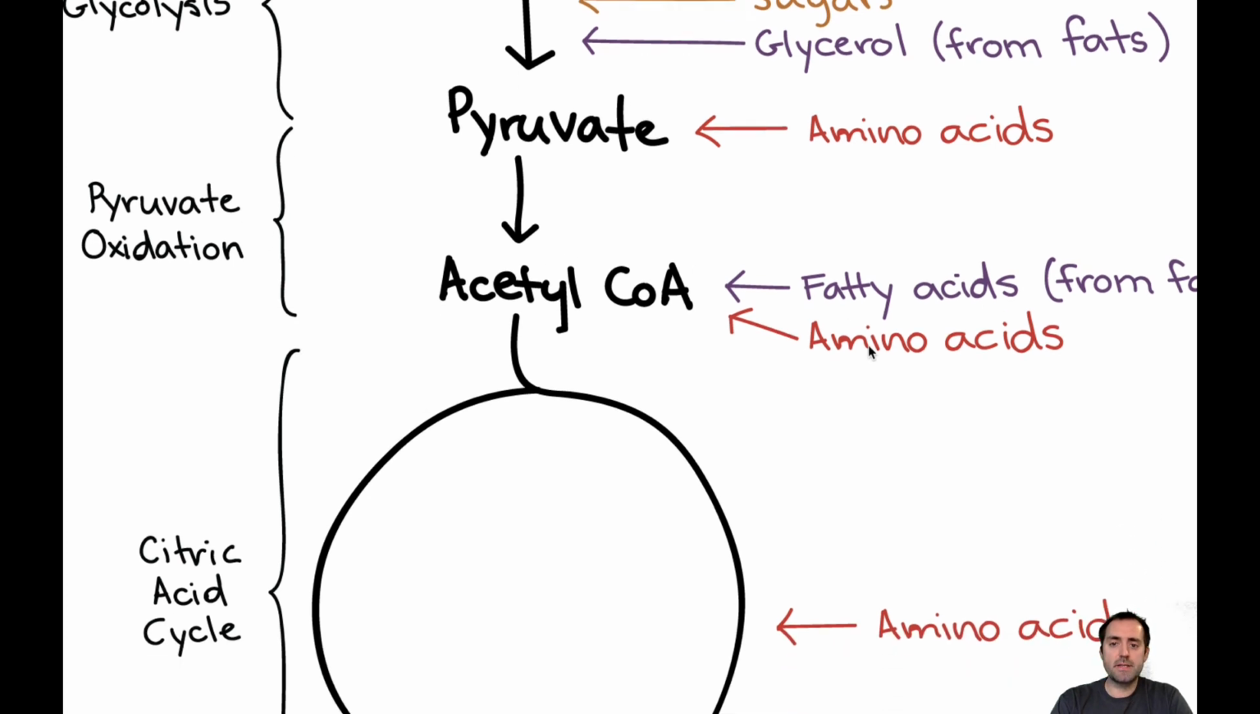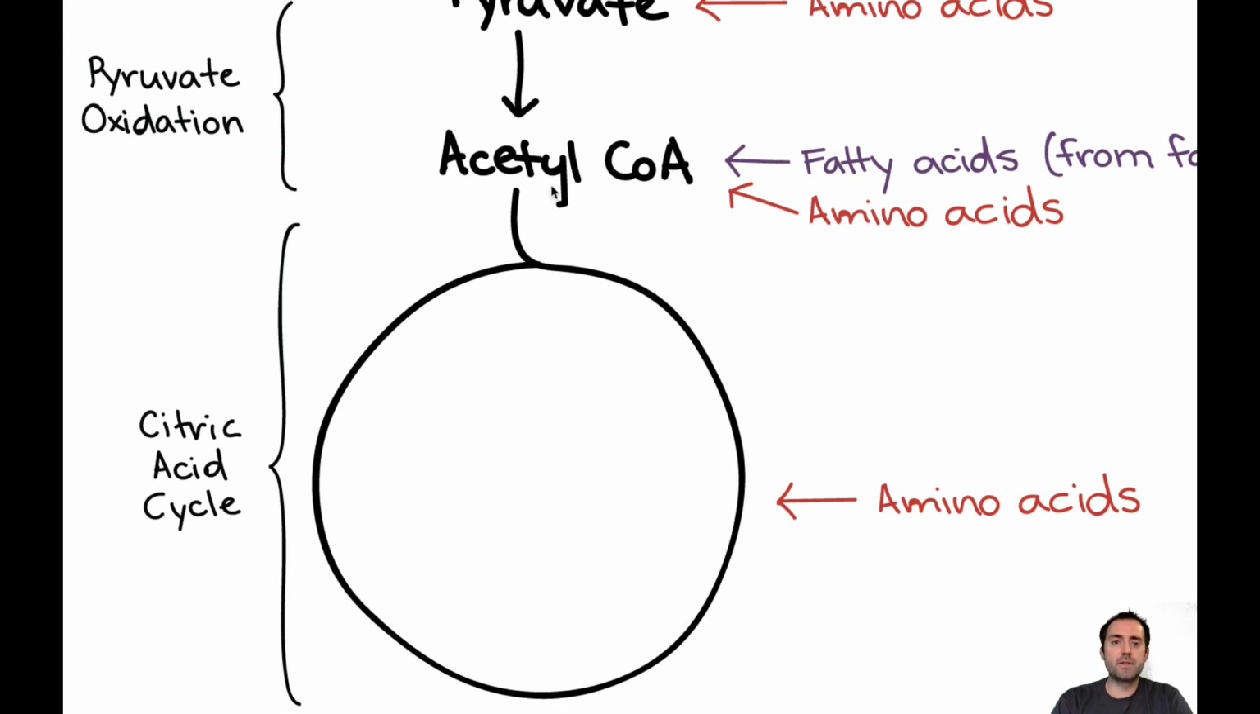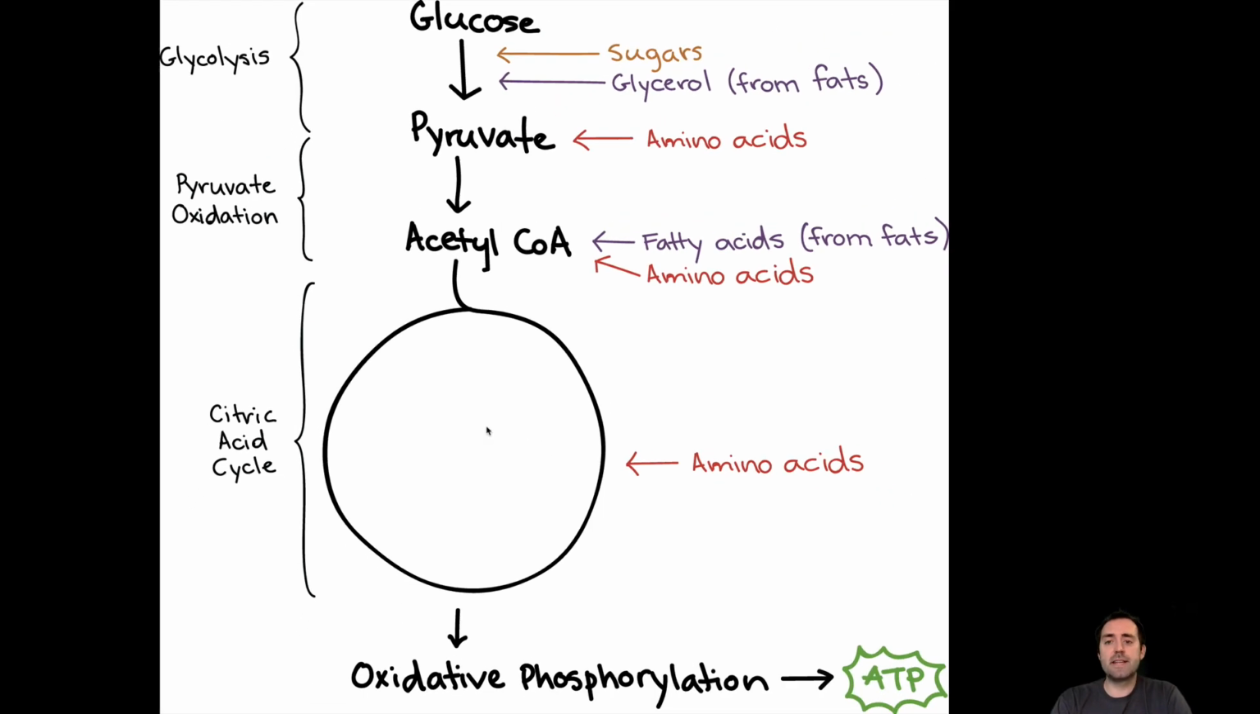Some amino acids and some fatty acids from fats can also enter at the acetyl-CoA part at the beginning of the Krebs cycle. And then even some of the other amino acids found in proteins enter at the citric acid cycle, or the Krebs cycle, as we referred to earlier. So basically, it's not just glucose that we use as an energy source. All the food you eat somehow enters this pathway at some stage and is used in the process of generating ATP for our cells.